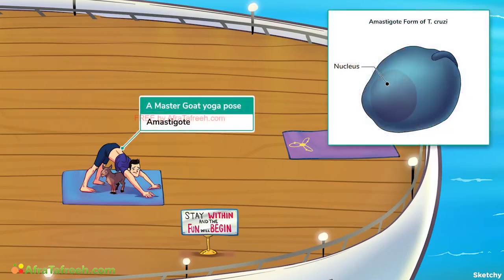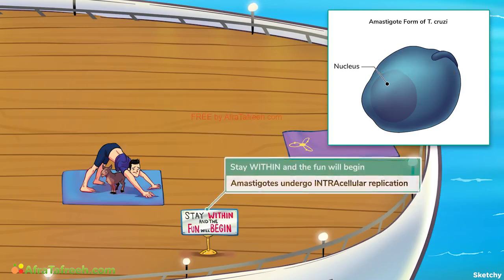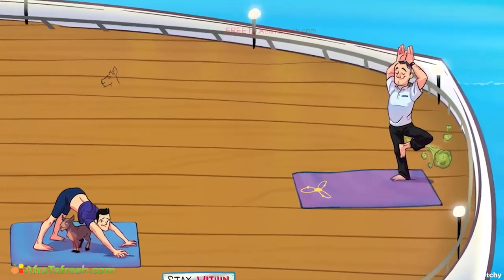The amastigote is the replicative form of T. cruzi, represented by a masterful pose in goat yoga, the downward dog. Remember, this is an obligate intracellular parasite we're talking about, so it must be inside the host cell to replicate. And to remind you that the amastigote replicates inside the host cell, we've added this sign here. Although I feel like this sign is unnecessary. Who on earth would want to leave this cruise anyway?